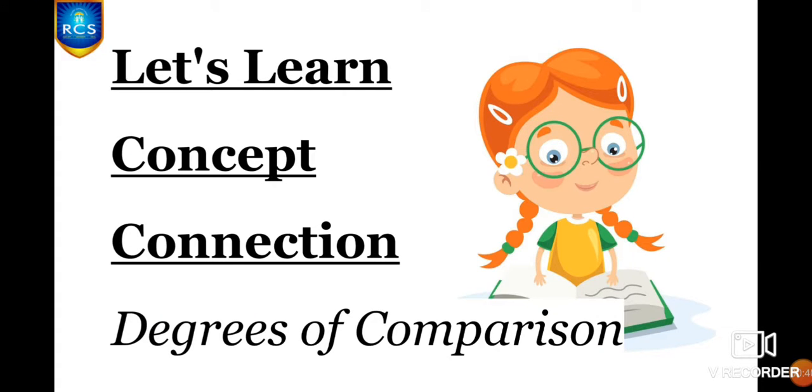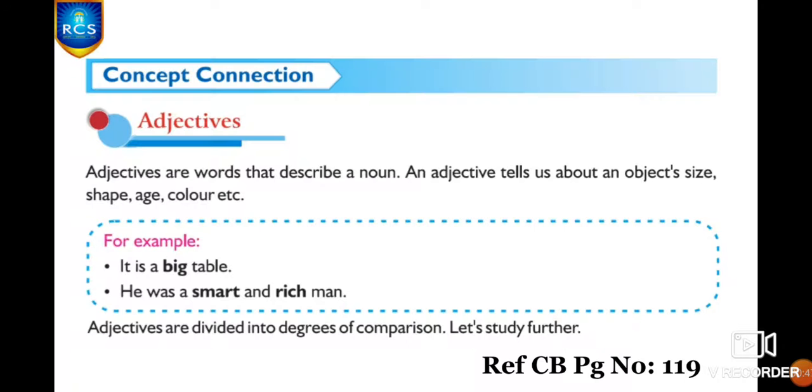Now let's learn a concept connection for chapter number 7, degrees of comparison. All of you, in your concept book, take page number 119. Adjectives. Adjectives are words that describe a noun. An adjective tells us about an object's size, shape, age, color, etc.